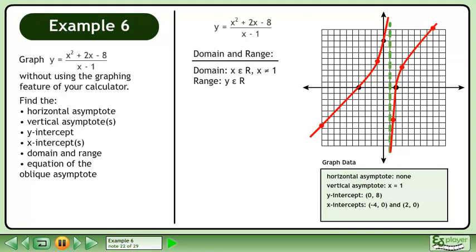Next, we'll state the domain and range. The domain is x belongs to the set of real numbers with the restriction that x cannot equal 1. The range is y belongs to the set of real numbers.